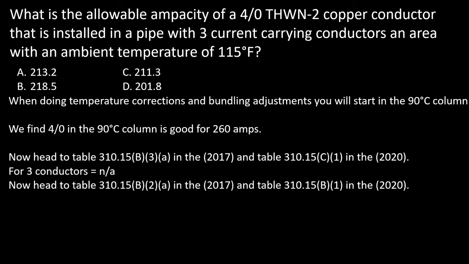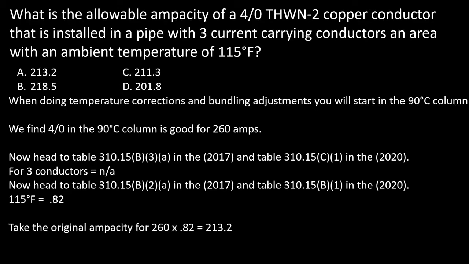Now we're going to head to our temperature correction table, and we're going to find out that for 115 degrees Fahrenheit, it's 0.82. Then we're going to take our original ampacity of 260, multiply it by 0.82, and that's going to give us a new allowable ampacity of 213.2 amps. And we select A. Great job.